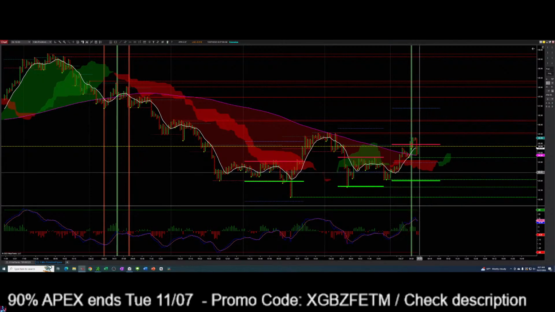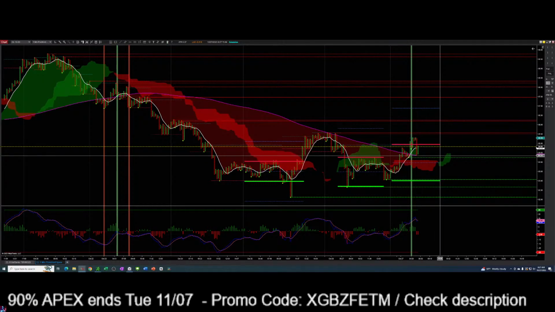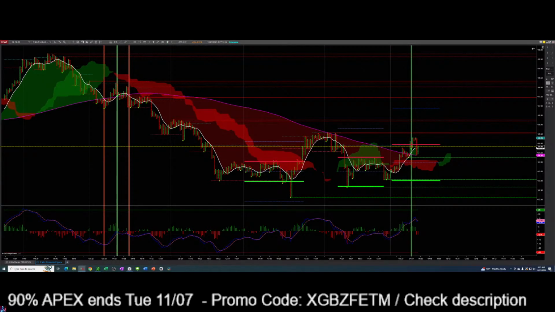Okay, so what we want to see here at $85 is that crude may move up and then come back down and then move up again. We'll see if that is something that it will do. So that's my level right there.